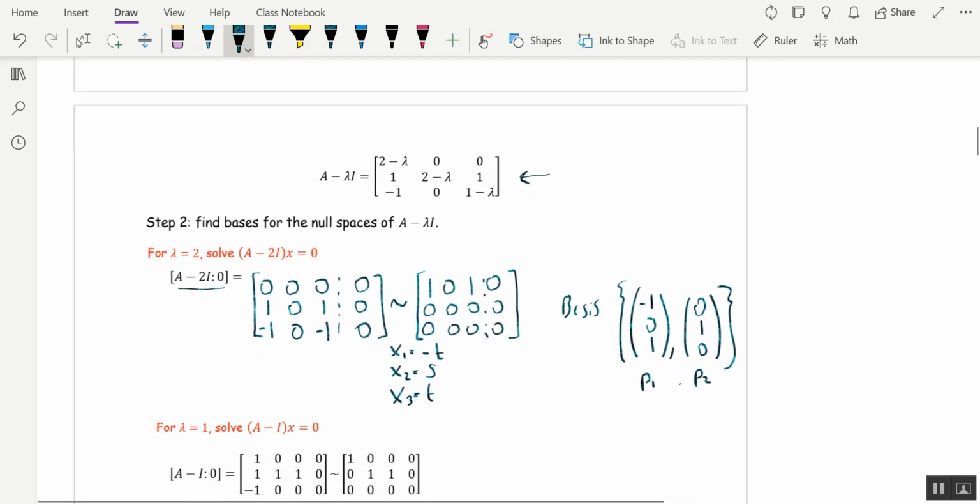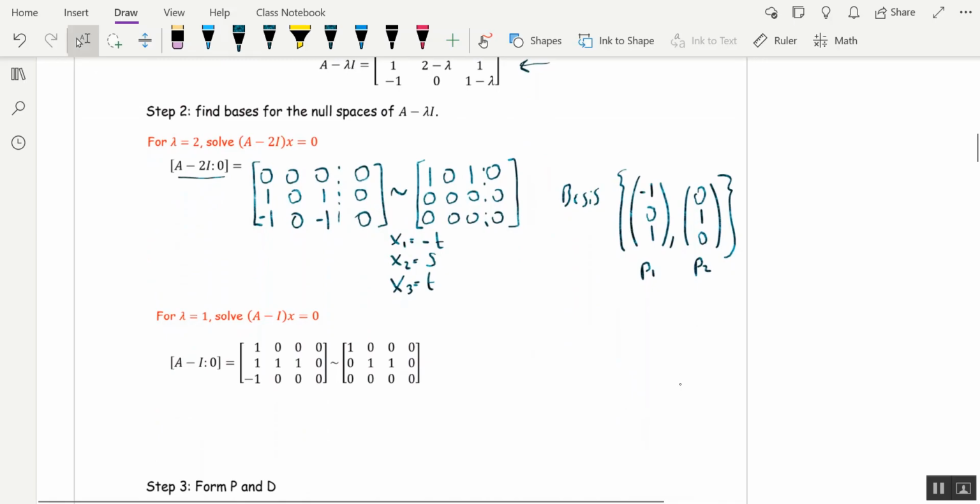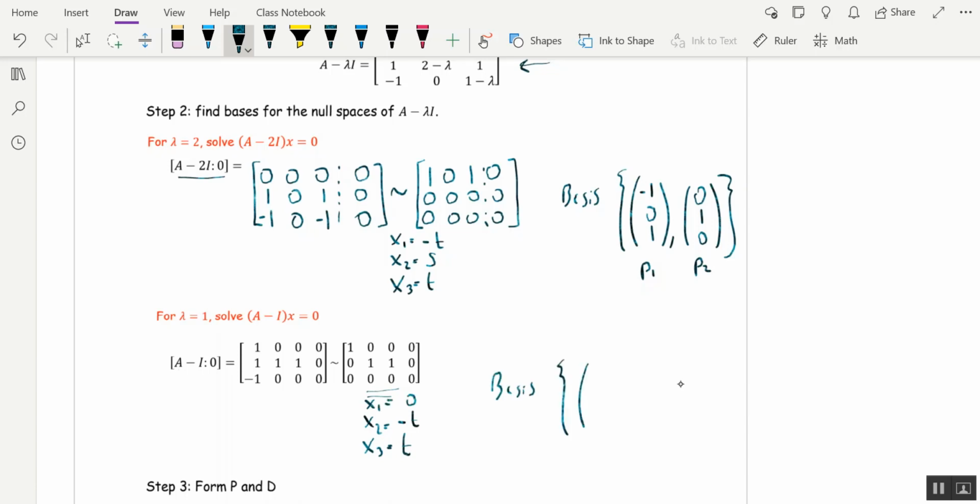Okay, now I do the same thing for lambda equals 1. And I've already set up the matrix here. I've got A minus the identity augmented with 0, and I reduced to get this matrix here. I'm in reduced echelon. And so my x3 is, again, free. My x2 is negative t, if x3 is t, and x1 is 0. So a basis here just has one vector, 0, negative 1, 1. Let's call that p3. Now I'm going to form P and D.